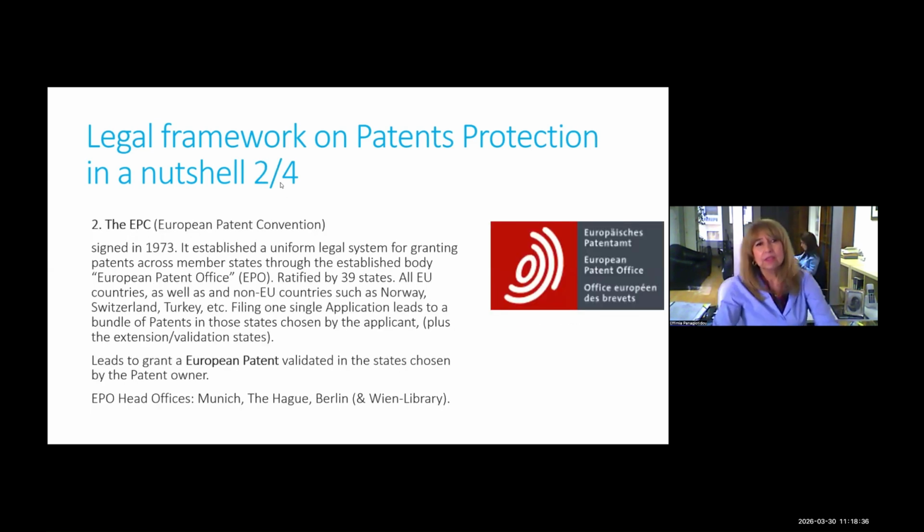The second legal framework, the second act, is the European Patent Convention. Signed in 1973, it established a uniform legal system for granting patents across member states within the EPO, the European Patent Office. It has been ratified by 39 states until today, all EU countries as well as non-EU countries such as Norway, Switzerland, Turkey, etc. Filing one single application leads to a bundle of patents in those states chosen by the applicant, as we shall see later on.